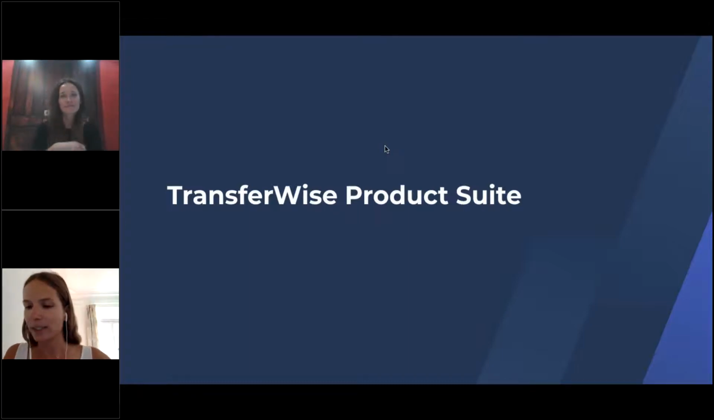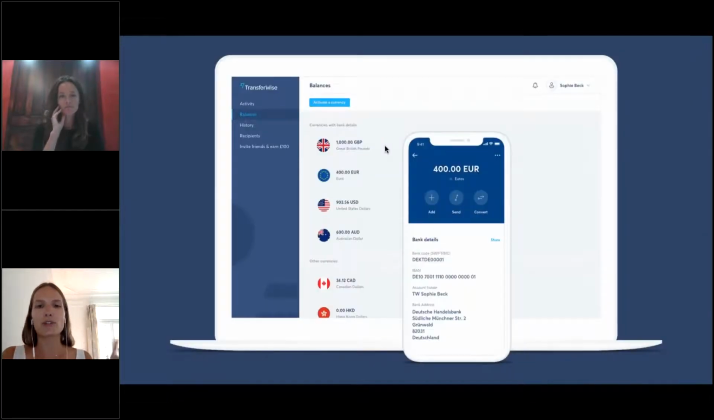Okay, I'll keep going. So in terms of the product suite, Transferwise can be accessed through web, through app, or through an API if you'd like to integrate our different capabilities directly in your backend to fit your payments process. That's also available.